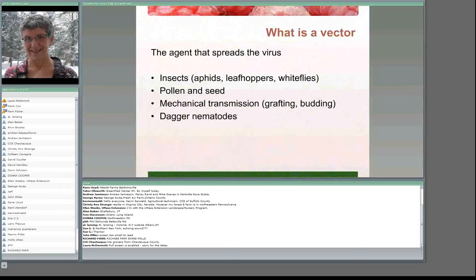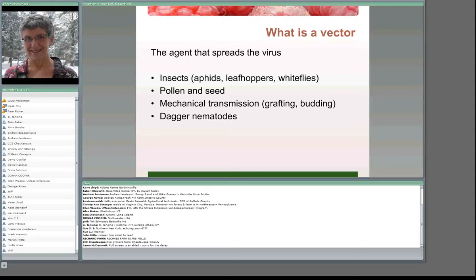Now, the last thing I need to define before I get more specific about raspberry virus diseases is what is a vector? Viruses do not multiply outside of the plants that they live in. And unlike fungal diseases, they don't produce spores that are carried in the wind or splashed by rain. And virus diseases need help to move around, and they need a wound to enter the plants. And the agent that spreads a virus disease is what we call the vector.